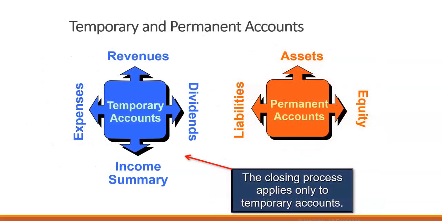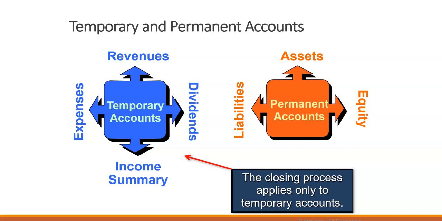So here we have the classification, the difference between temporary accounts and permanent accounts. Our assets, liabilities, and equity, our balance sheet accounts, are permanent accounts. We leave those balances in there and we make changes to them every accounting period, but we never close one of those permanent accounts. The temporary accounts are income statement accounts. Those are our revenues, expenses, and then from the statement of retained earnings, any dividend payments that we have made.